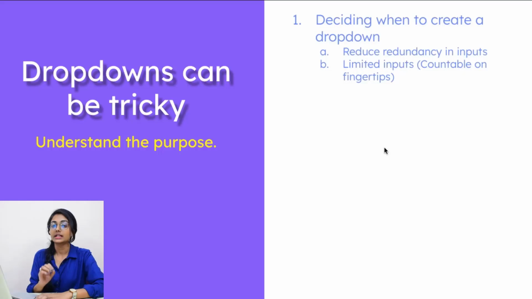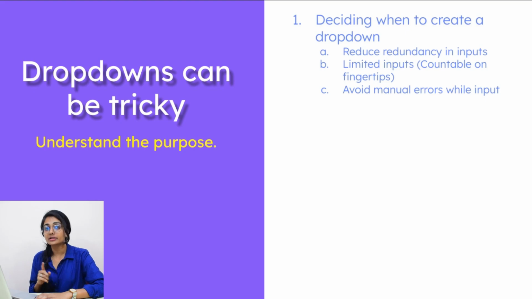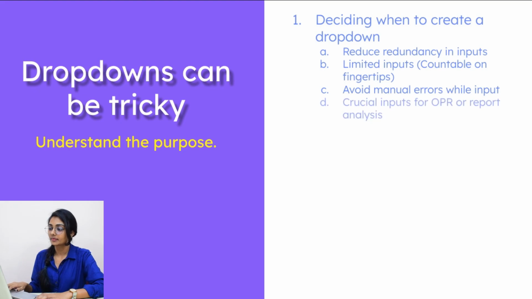So you can reduce the redundancy of your inputs. Second, like I told you a while ago as well, if you can count the values of the inputs that are to be received on your fingers, then only you should create it as a drop down. Third, if you want to avoid manual errors for such kind of input, at that time you create a drop down. And fourth, when you think that on this specific parameter it is very crucial for me to extract OPR or reporting analysis, at that time you can create a drop down.